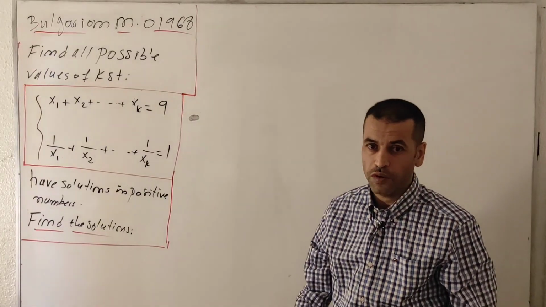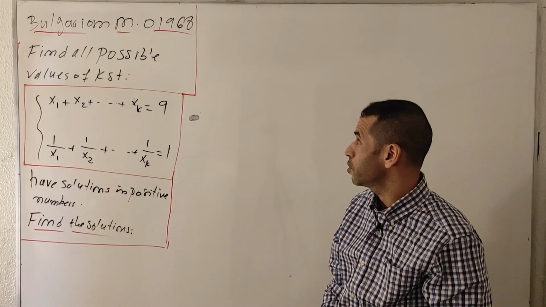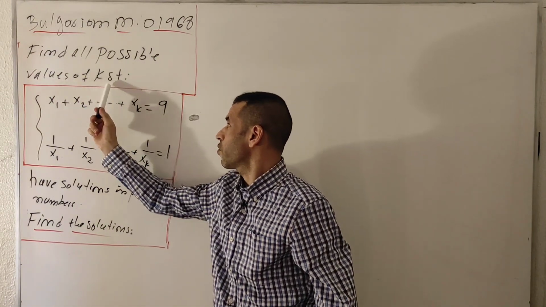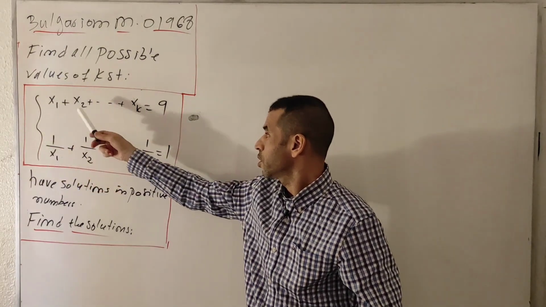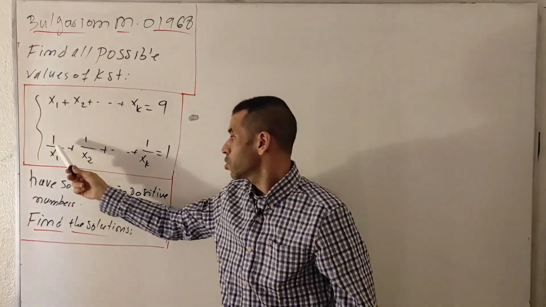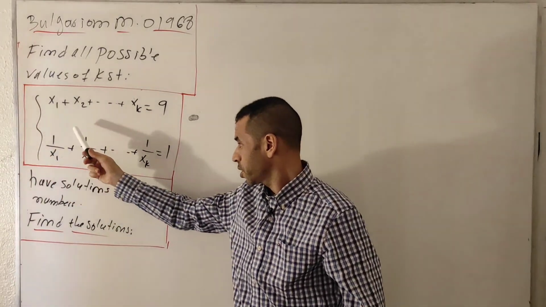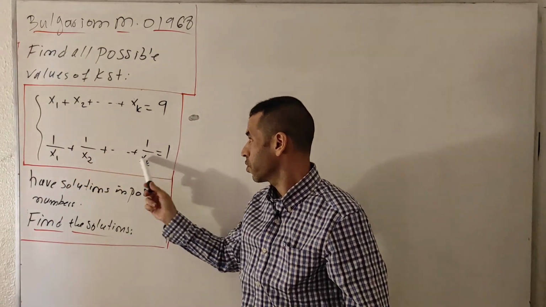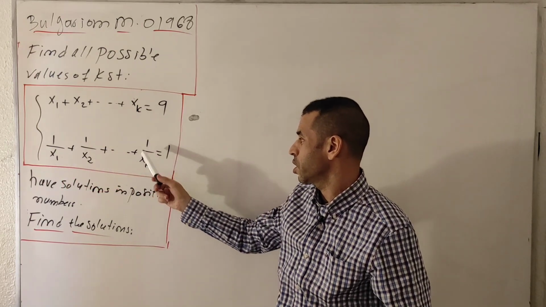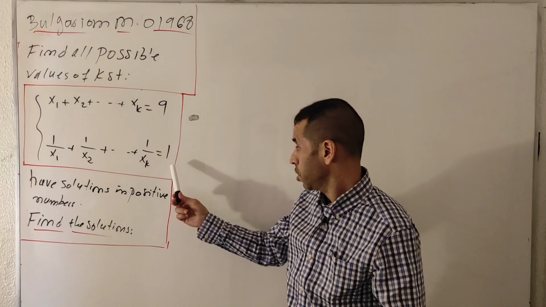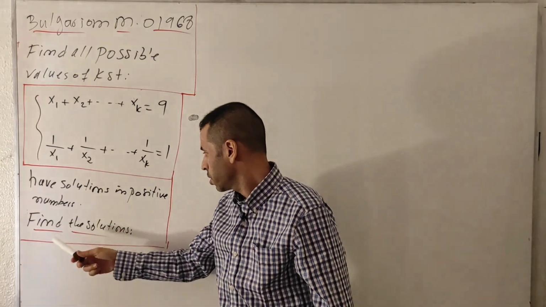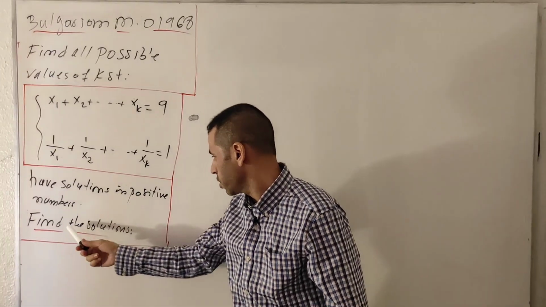Today's video I would like to introduce a very nice problem from the Bulgarian Mathematics Olympiad, edition 1968. Find all possible values of k such that we have this equation system. We have x1 plus x2 and all the way down to xk equals 9. The second equation involves the inverses of these numbers: the inverse of x1 plus the inverse of x2 and all the way down to the inverse of xk equals 1. This has a solution in positive numbers. So the question is to find these solutions.